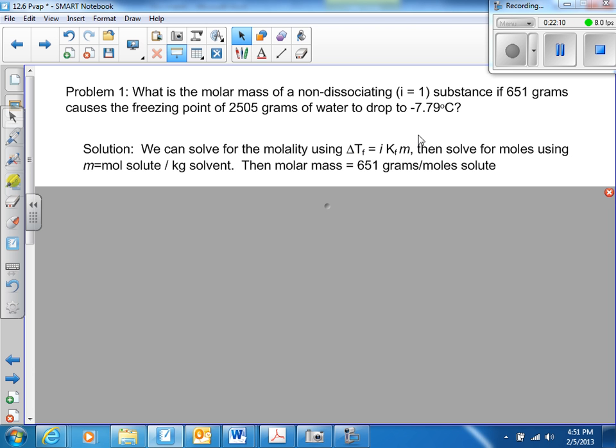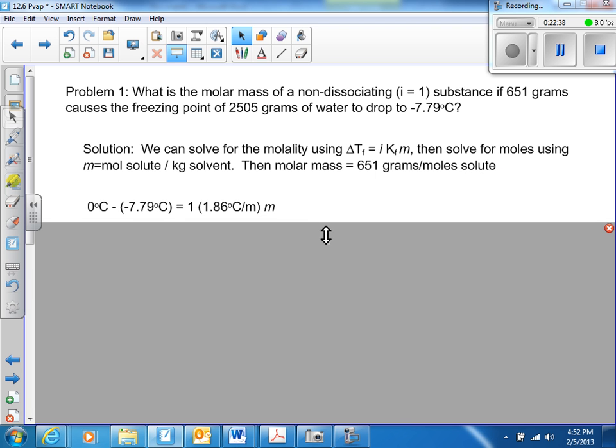And then we're going to use the molality equation to solve for moles. And molar mass is just the grams of the solute over the moles of the solute. And this is how many grams caused this temperature change, and this equation lets us solve how many moles caused the temperature change. Well, those moles and these grams are equivalent, so we know that that many grams is equal to however many moles we solve for. So let's plug it in.